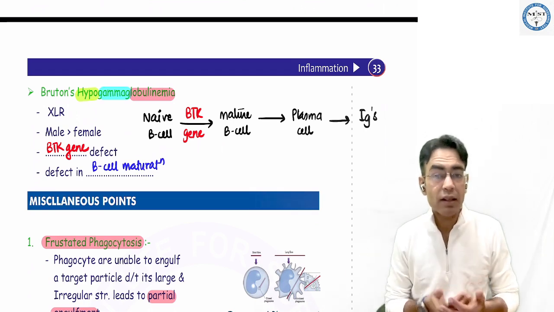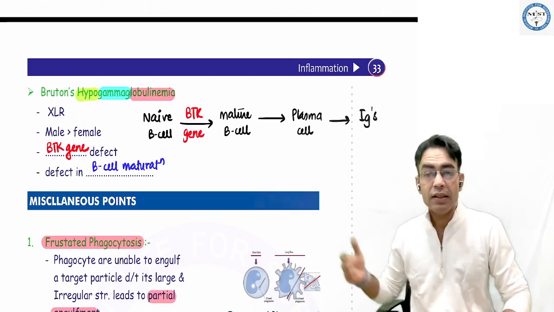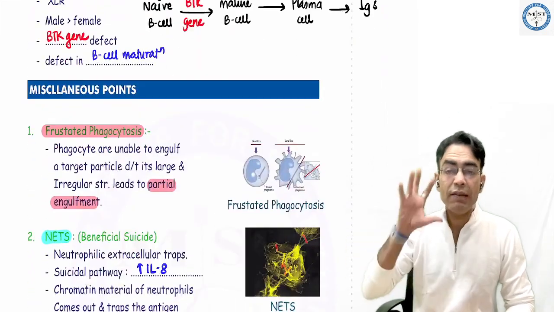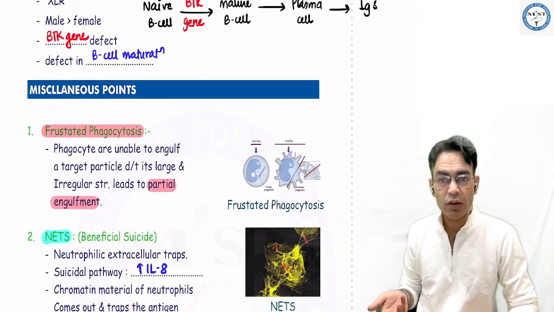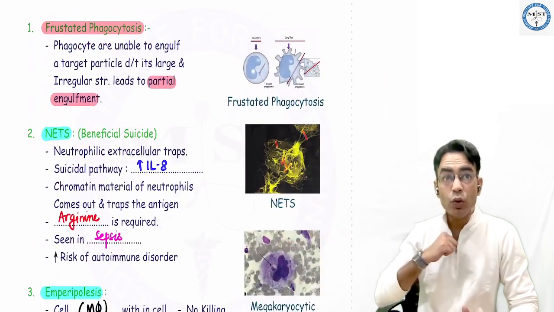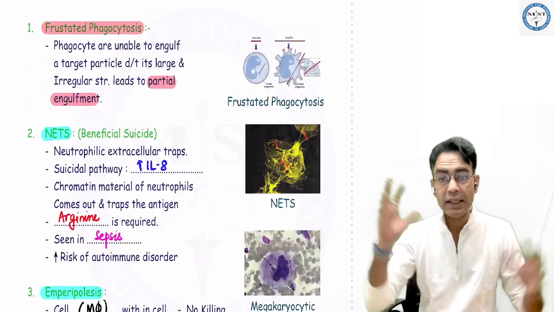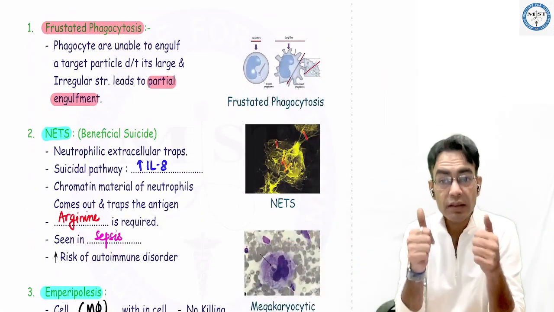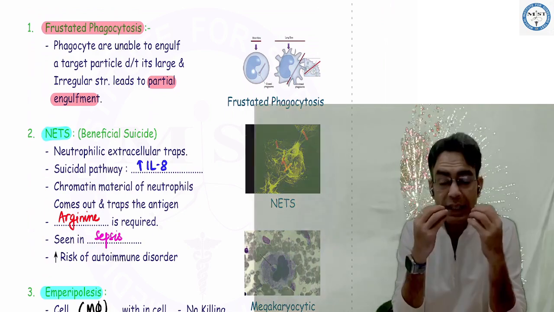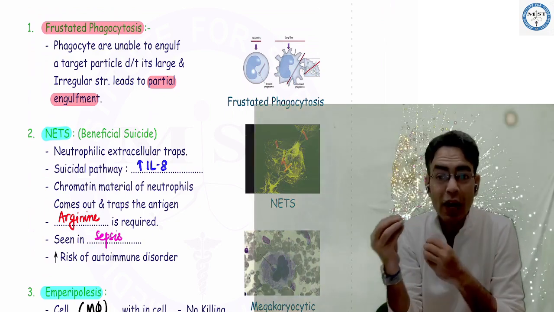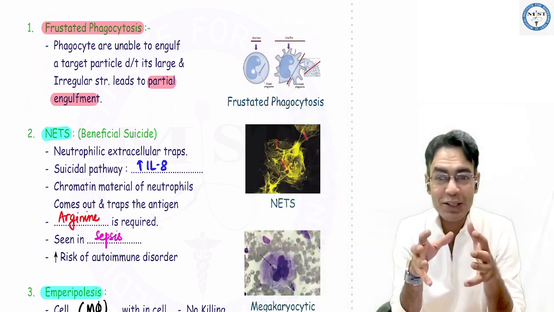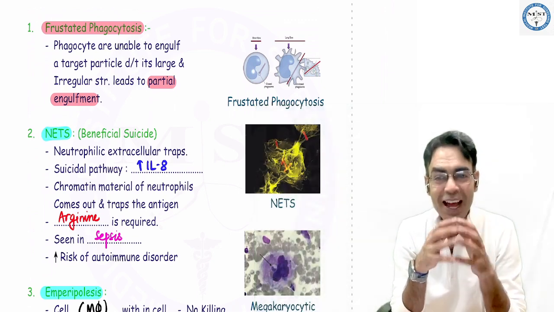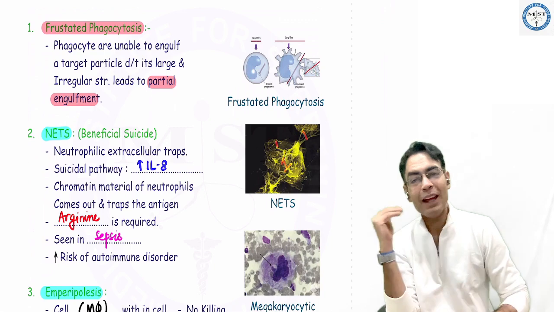It is also an XLR, so more commonly seen in males. Then you have frustrated phagocytosis, when the phagocytosis is not complete. Incomplete phase of phagocytosis is frustrated phagocytosis. NETs: when the neutrophil sends the chromatin material outside and traps the pathogen, it increases the risk of autoimmune disorders. It is a suicidal pathway where you have an increase in the formation of interleukin 8, and the amino acid which is required is arginine, and it is seen with sepsis.